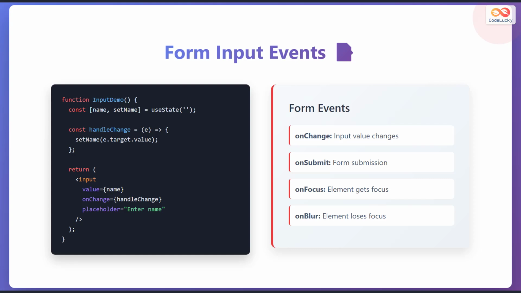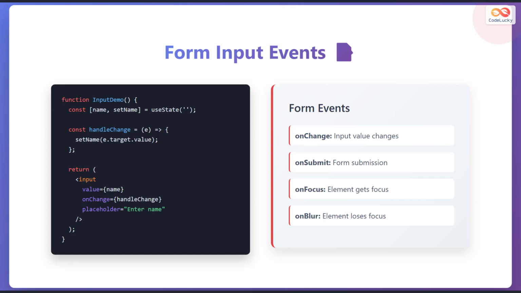Now let's learn about form input events. Form input events are essential for handling user input in forms. Here's an example. The InputDemo component uses the useState hook to store the input value. The handleChange function updates the name state whenever the input value changes. The input element is bound to the name state, so the value is always up to date.